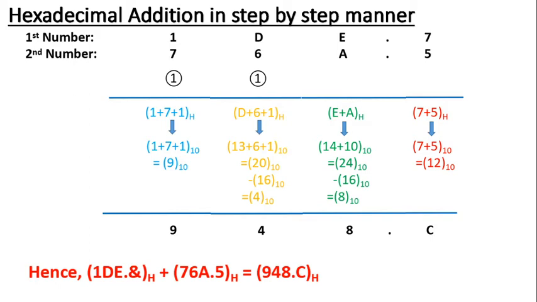Hence, at the end, that result is written 1DE0.7. You make that correction. It is misprinted. 1DE0.7 hexadecimal plus 76A0.5 hexadecimal is equal to 948.C hexadecimal.